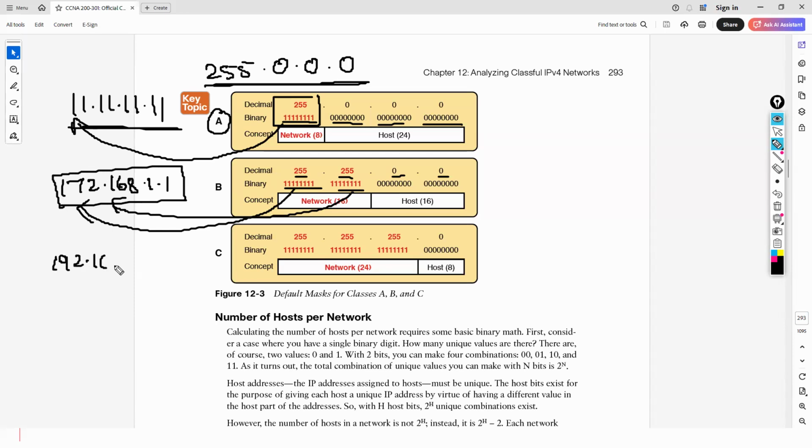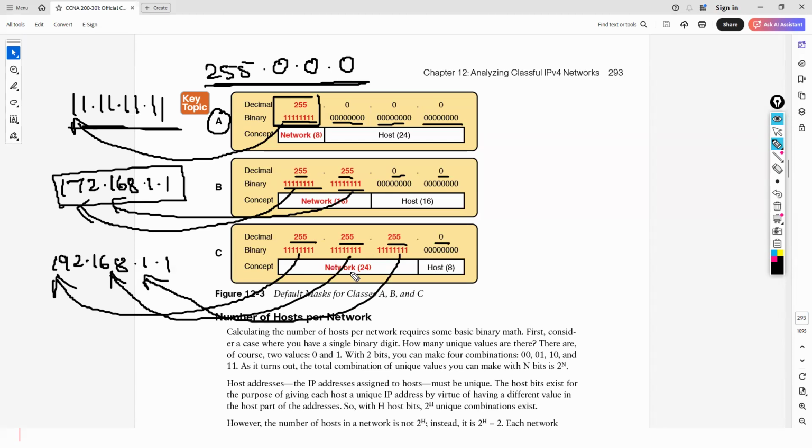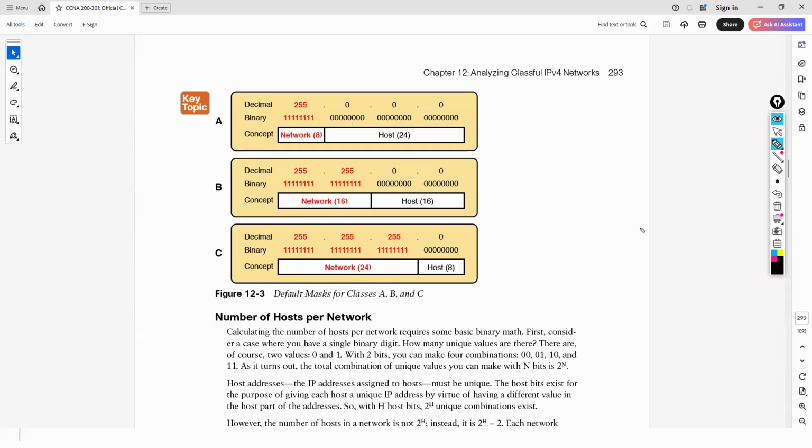Similarly, for class C, you have 255.255.255.0. Each of these octets corresponds to the octets in the IP address, and hence any computing device will understand that this IP address belongs to class C. So as I said, networking devices do not understand IP addresses. They understand the address mask. Based on the address mask, they will find out which class this IP belongs to. Clear? Any question?